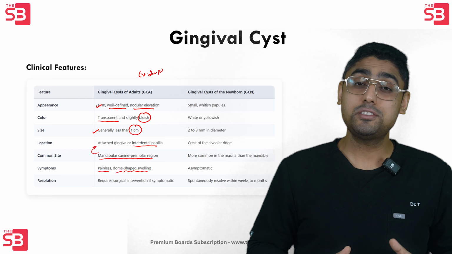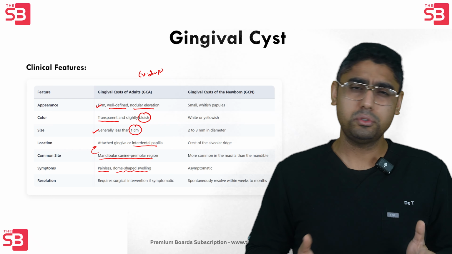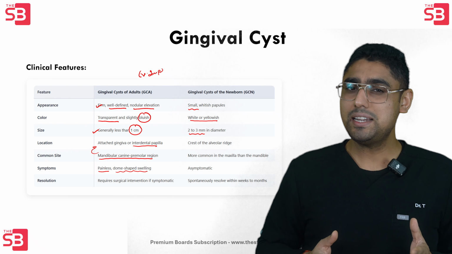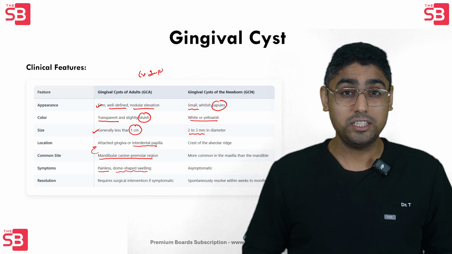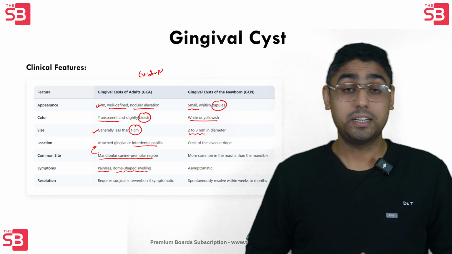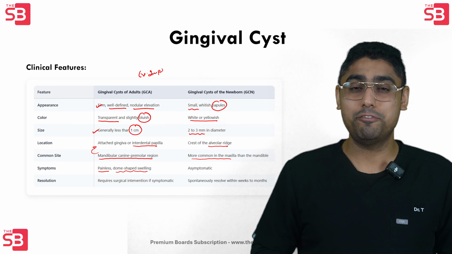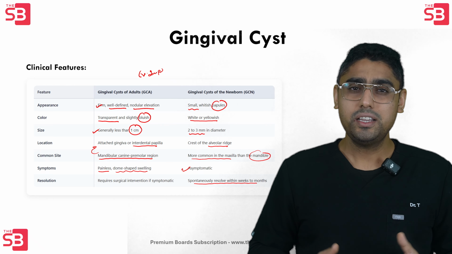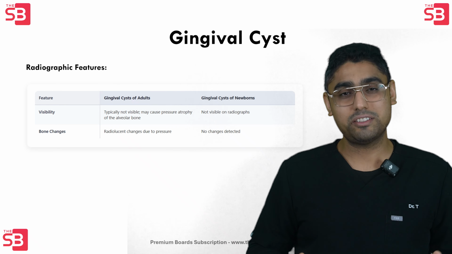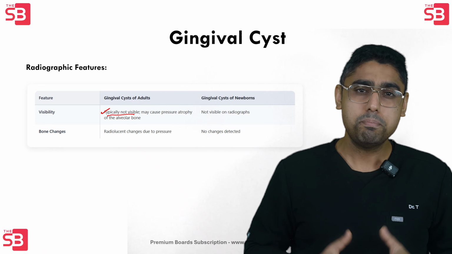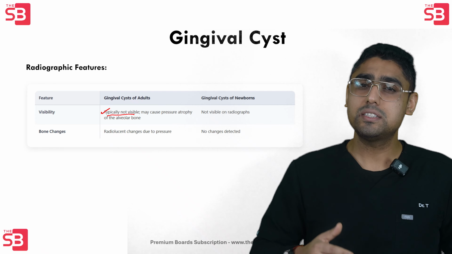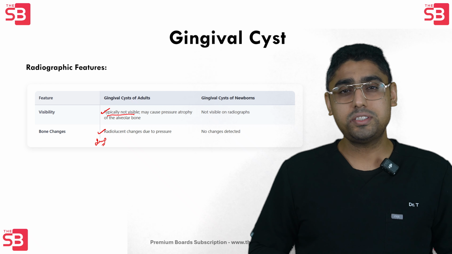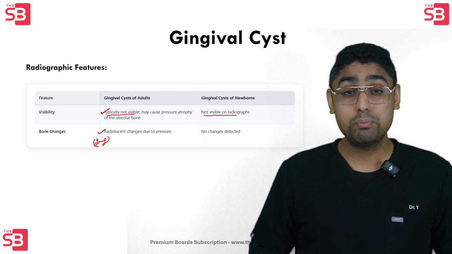And in the gingival cyst of newborns, it is very tiny, 2 to 3 millimeters in size. White or yellowish papules could be seen, and it is seen in multiples on the alveolar ridge, more on the maxilla than on the mandible. It is asymptomatic and self-resolving in weeks or months. Now let's discuss the radiographical appearance. Now in adults, it's not usually visible on any radiographs because it's a soft tissue cyst, but it may cause radiolucency because of some pressure atrophy that happens on the underlying bone. In the newborns, it is not seen again on the radiographs because there is no bone involvement.